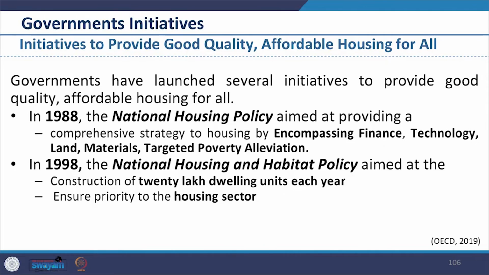The different governments have launched several initiatives to provide good quality affordable housing for all. In 1988, the National Housing Policy aimed at providing a comprehensive strategy to housing by encompassing finance, technology, land, material and targeted poverty alleviation. In 1998, the National Housing and Habitat Policy aimed at the construction of 20 lakh dwelling units each year and ensure priority to the housing sector.